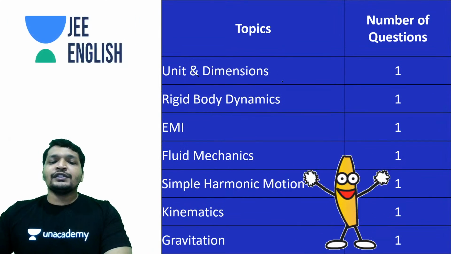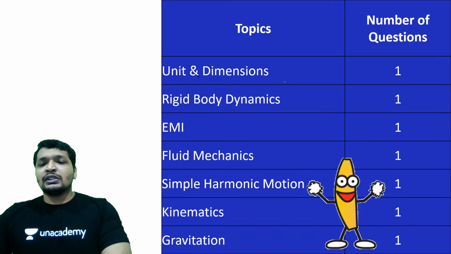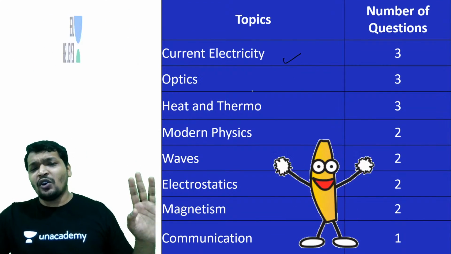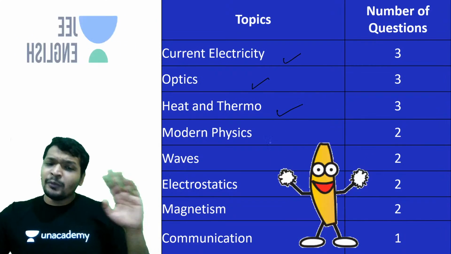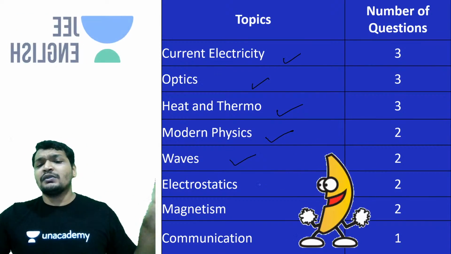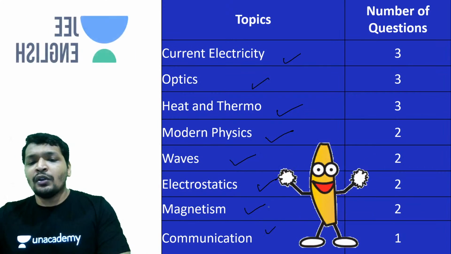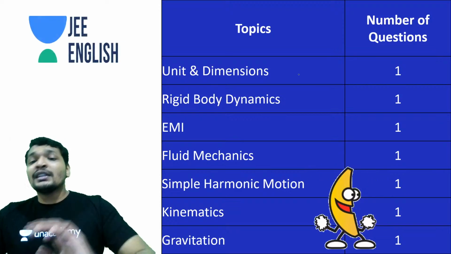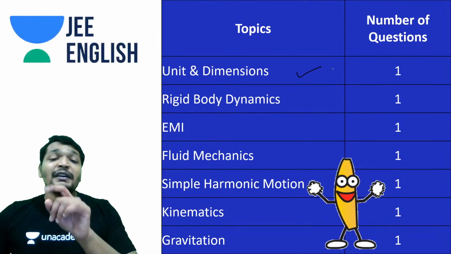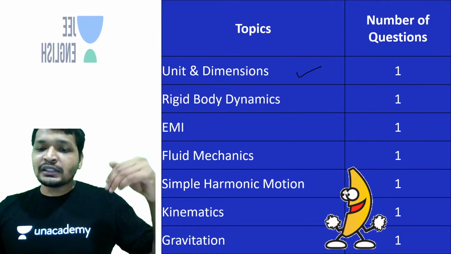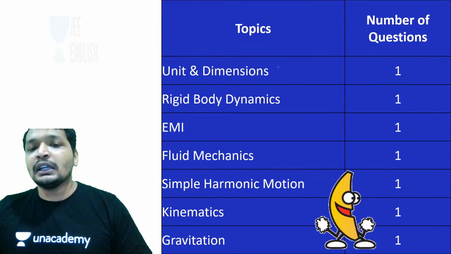Again, if you look at some of the other topics, see, this is all classified according to the weightage of the 2019 paper. Current electricity most asked, optics most asked, then heat and thermo most asked, modern physics 2 questions were asked, waves 2 questions were asked, electrostatics 2 questions were asked. Then comes communication, almost 1 and 2 questions were asked. Then units and dimensions, 1 question was asked, but very easy. Again, a low hanging fruit. Think about it as heavy weightage, easy are the low hanging fruits.